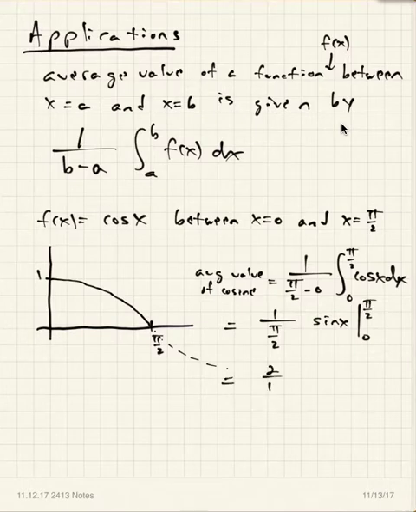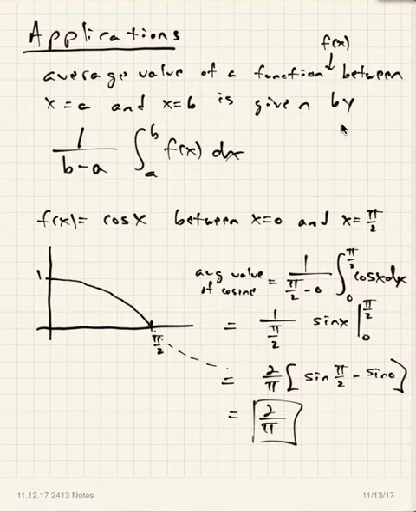So this would be 2 over pi times sine of pi over 2 minus the sine of 0. Sine of pi over 2 is 1, sine of 0 is 0. You just end up with 2 over pi. And 2 divided by pi is approximately equal to 0.6366. So that's the average value of the cosine between 0 and pi over 2.